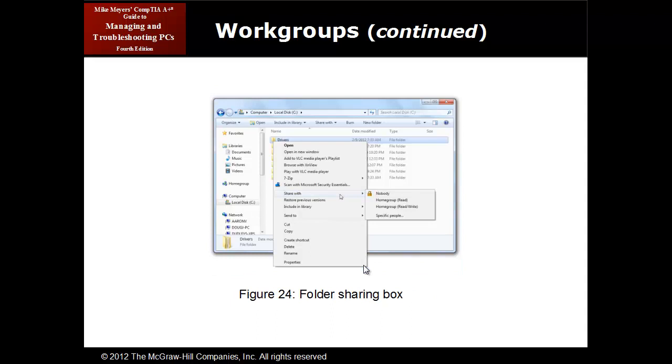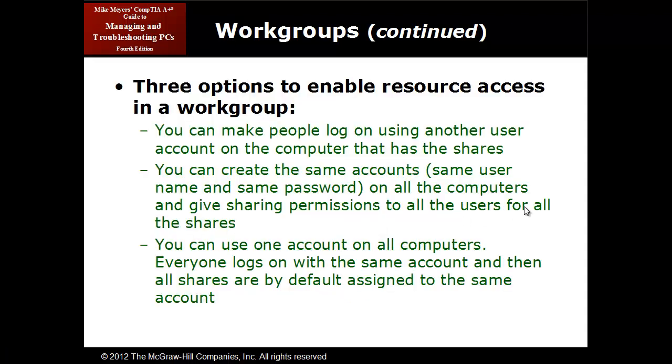If I want to share, all I do is find the folder I'm working with, right-click, and click on Share With, and then choose who I want to share it with. I have three options to share within a workgroup, or three ways of really doing it. The one way I really described so far is pretty common. You make the people log in onto the other computer using an account on that computer. So if I want to access computer 2, I log in as a user that is created on computer 2.